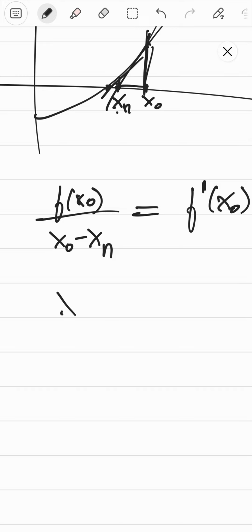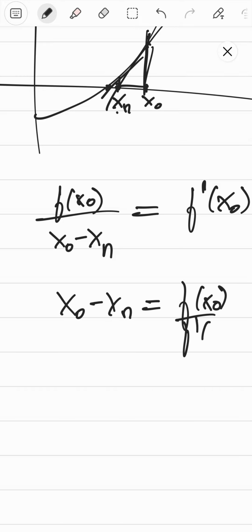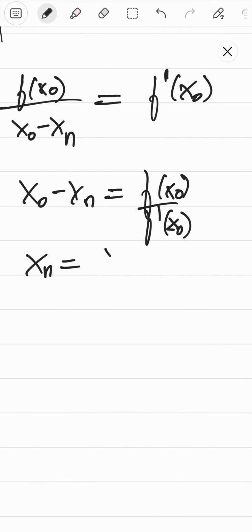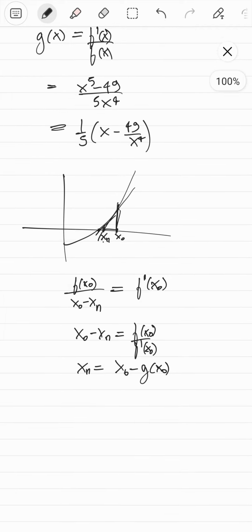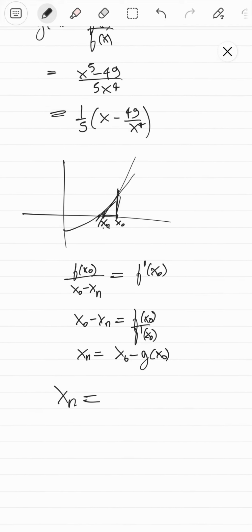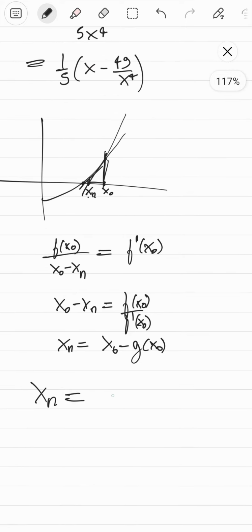So that just means x naught minus xn is equal to f of x naught upon f dash of x naught, which means xn is equal to x naught minus f of x naught upon f dash of x naught. Basically, this thing is just g of x naught, right? So what's xn actually going to be equal to? g of x naught is just this whole thing, so x naught minus that, which is 1/5 of (4x plus 49 upon x power 4), right?